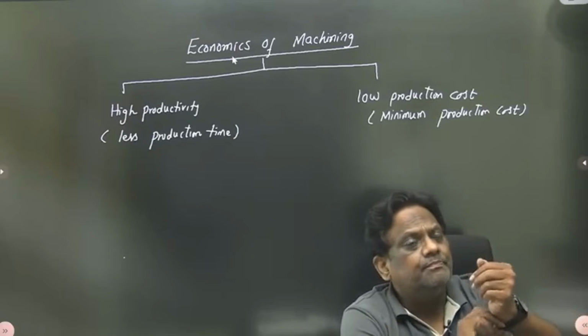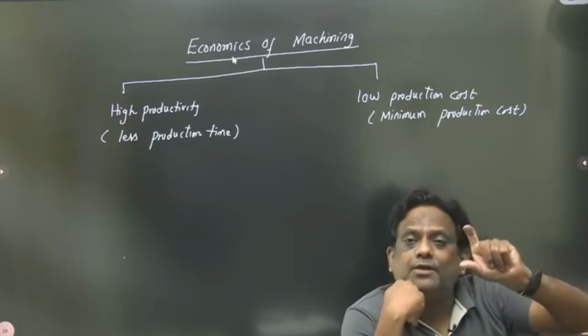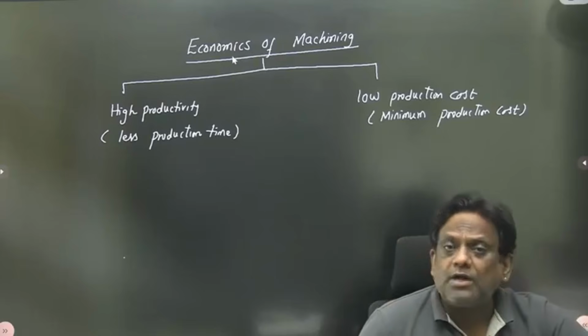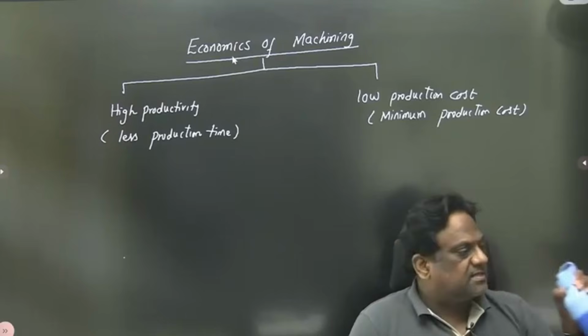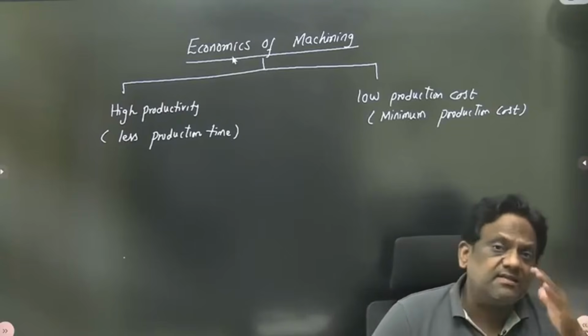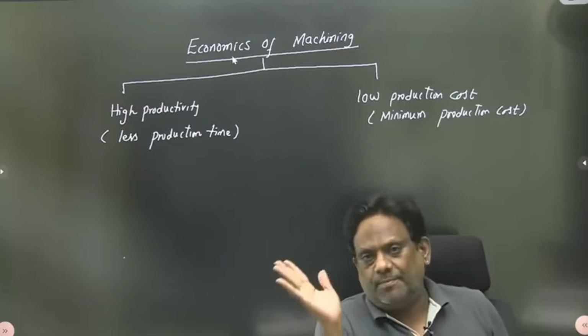Second is, whatever the cost incurred in producing one particular component, it should be minimum. There are two different aspects. Don't combine these two. Less production time is a separate topic, a separate concept. Low cost is a separate topic.